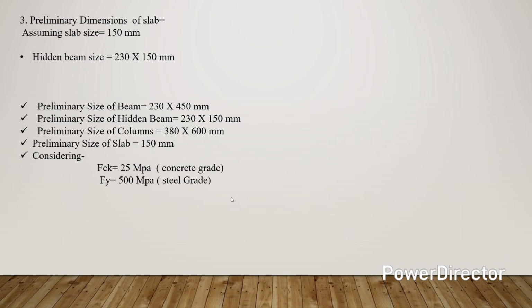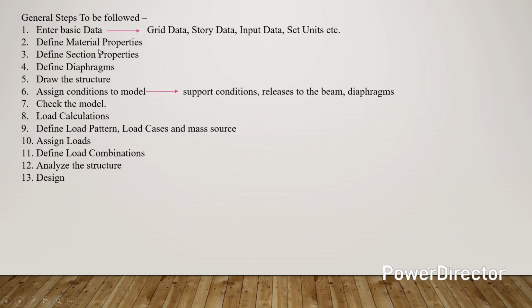Now, as the preliminary data is decided, before going to the software directly, these are the general steps we are going to follow. The first step is to enter the basic data. The basic data include grid data, story data, input data, and we have to set the units. Then we have to define the material properties, then define the section properties of columns, beams, slabs. Then we have to define the diaphragms, then draw the structure, then assign the conditions to the model. The conditions include support conditions, releases to the beam, diaphragms. Then we have to check the model, do load calculations, define the load patterns, load cases, mass source, then assign the loads, then define the load combinations, then analyze the structure, and then design the structure.